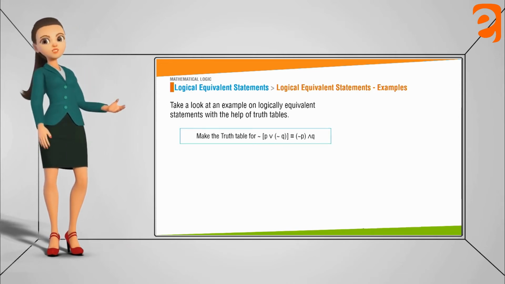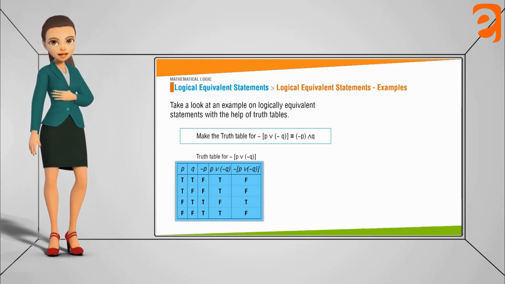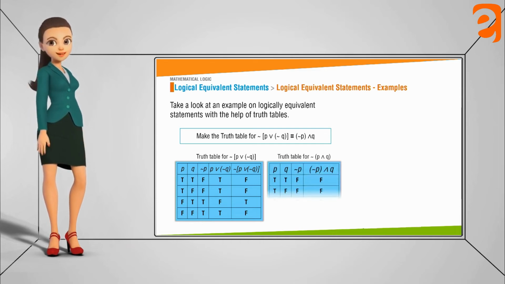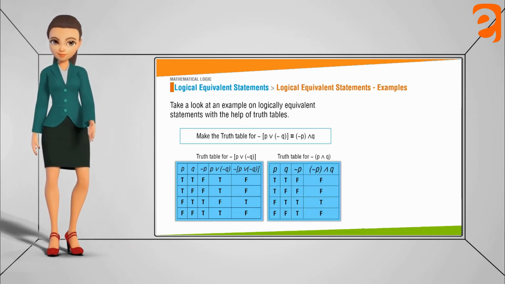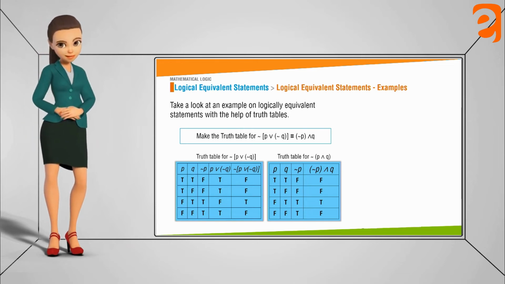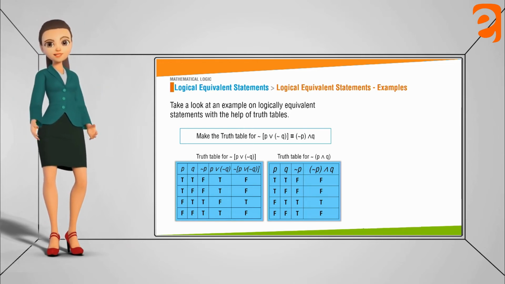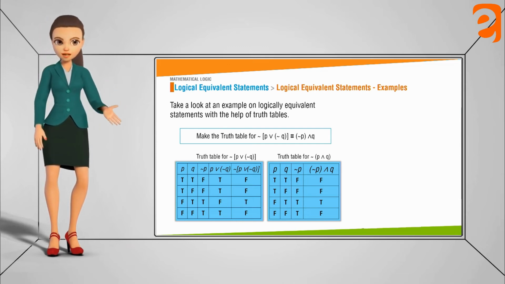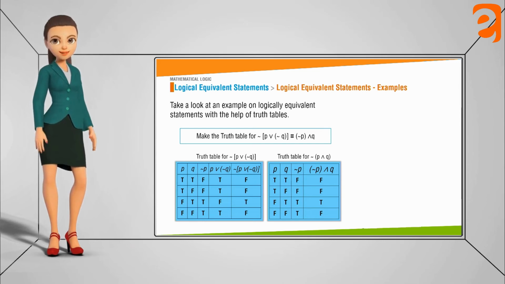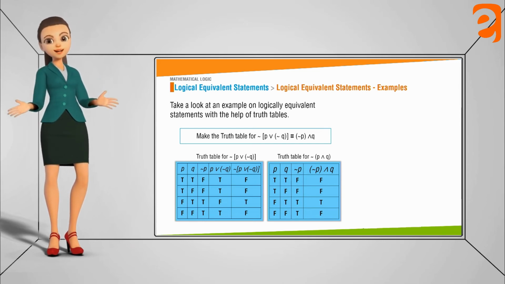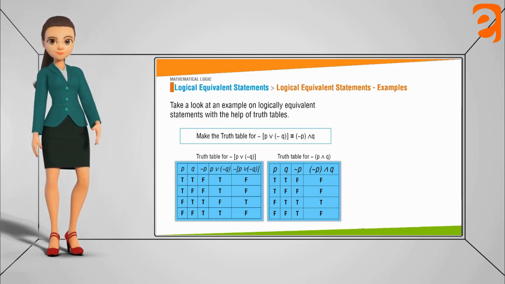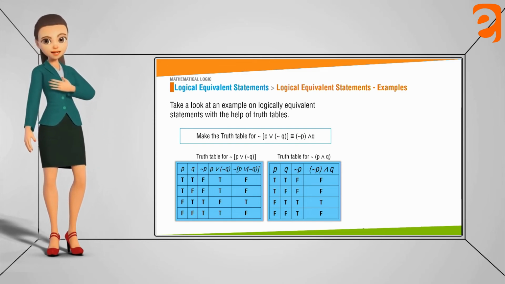Let's understand it with the help of another example. You have two statements: the negation of (P or not Q), and the negation of (P and Q). You can see the truth tables for these two. In the last column of the first statement it is F, F, T, F, and the last column for the second statement is F, F, T, F, and these two are the same. So we can say that these two statements are logically equivalent.